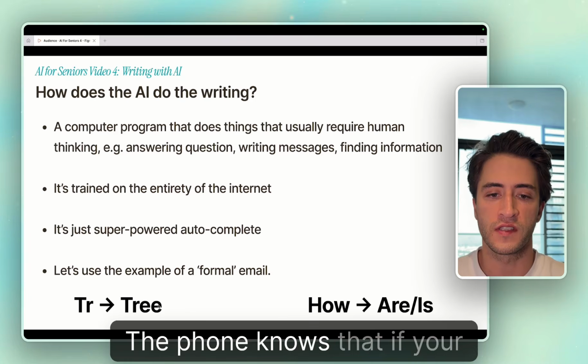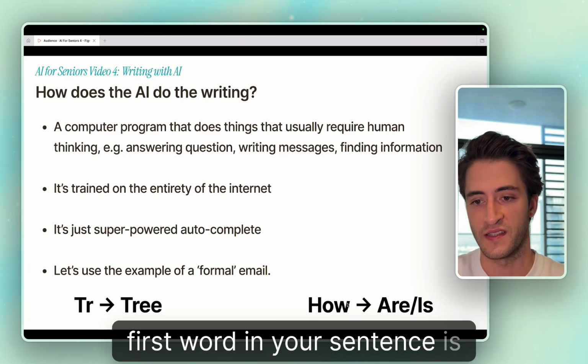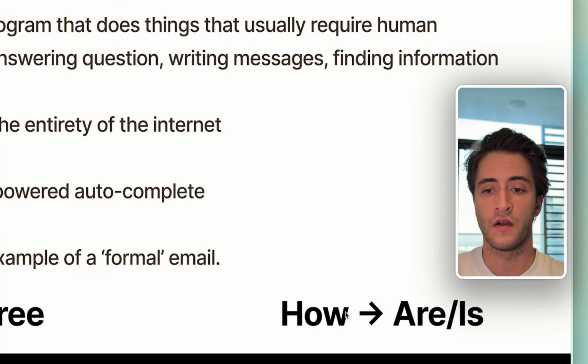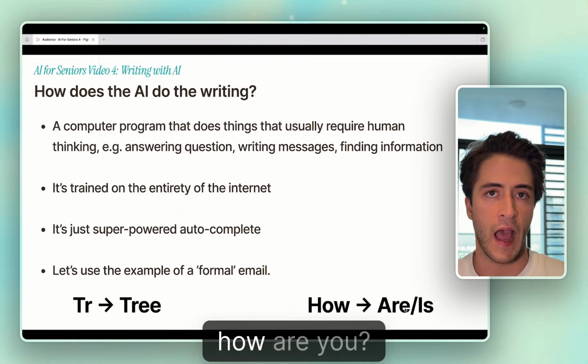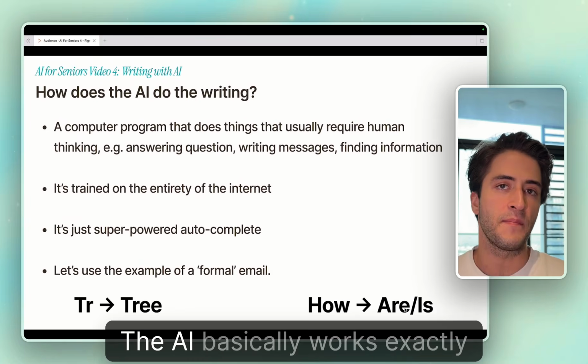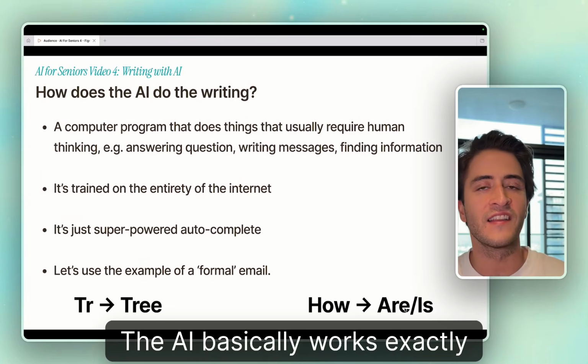The phone knows that if your first word in your sentence is how, then the next words are very likely are or is, like how are you, or how is this done? The AI basically works exactly the same.